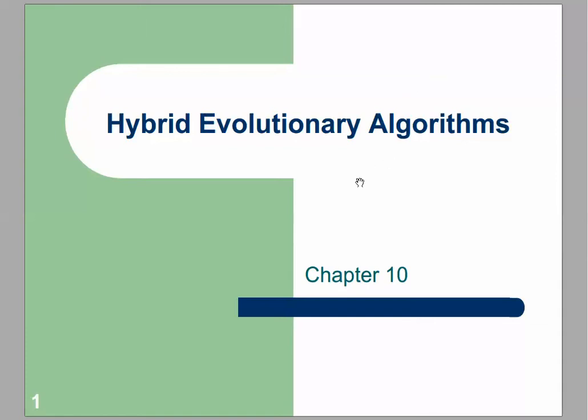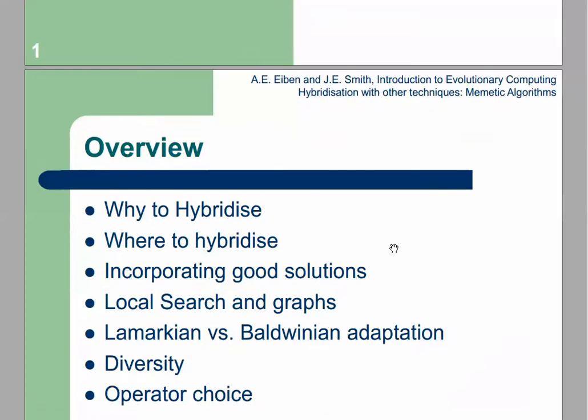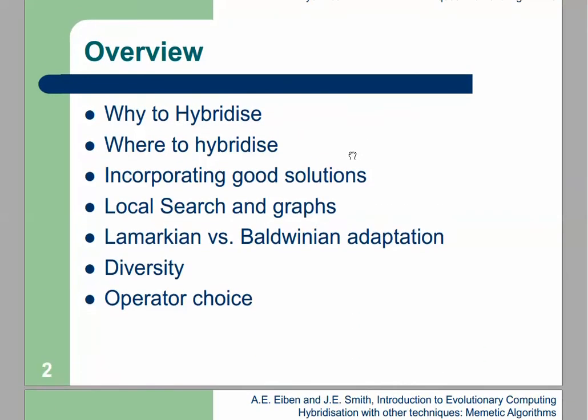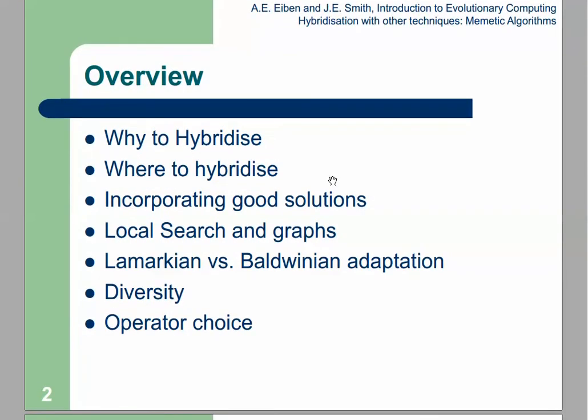In this part we want to explain about the hybrid EA, or hybrid evolutionary algorithm. Hybrid algorithm means that we combine an EA algorithm with another type of algorithm. We can combine an EA algorithm with other types of algorithm to solve a problem faster and more efficiently.